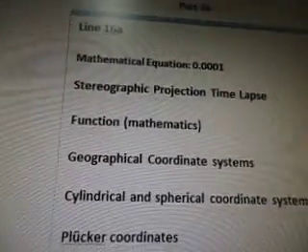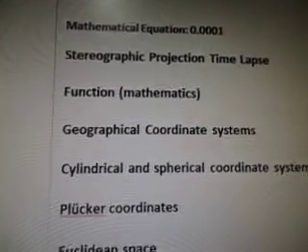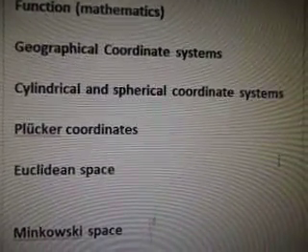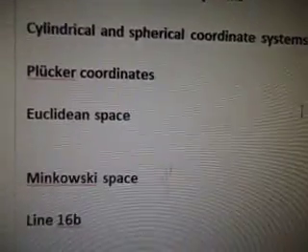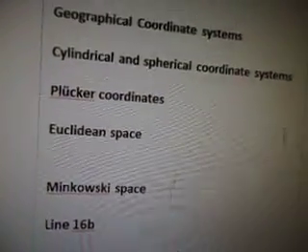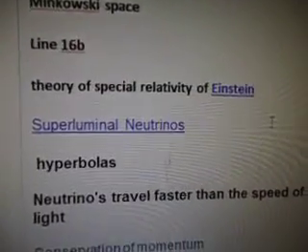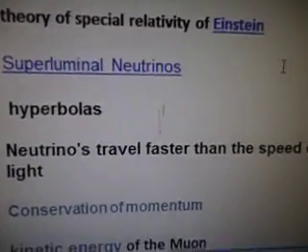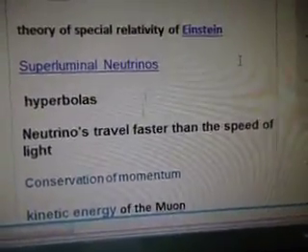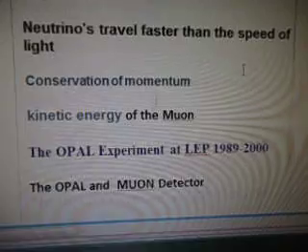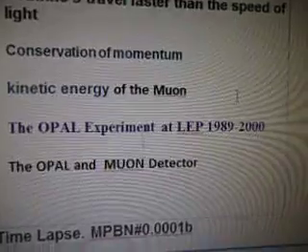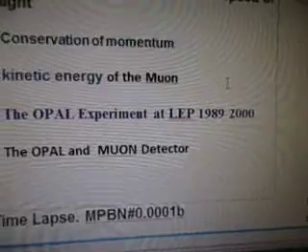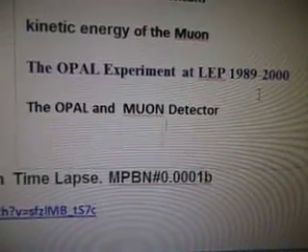Mathematical equation, stereographic projection time lapse, function mathematics, geographical coordinate systems, cylindrical and spherical coordinate systems, Plucker coordinates, Euclidean space, Minkowski space. In line B, we're going to talk about the theory of special relativity of Einstein, superluminal neutrinos, hyperbolas, neutrinos travel faster than the speed of light, conservation of momentum, kinetic energy of the muon, not moon, it's muon, the OPAL experiment at ALEPH 1989 to 2000, and the OPAL and Muon detector. Okay.